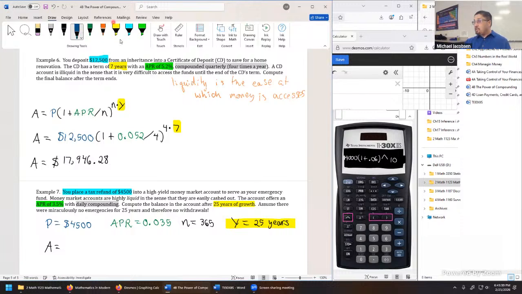The amount A is going to be first the principal amount, 4,500, multiply it by the group, 1 plus from this level, APR, 0.035, division by the number of compoundings per year, so now 365, raise it to the 365 times the term length of 25 years.